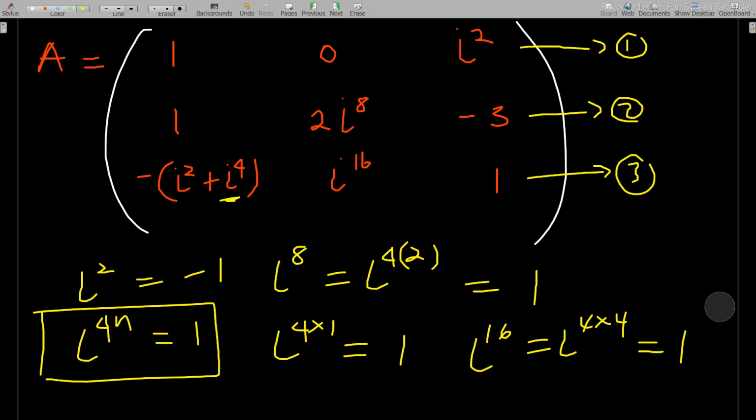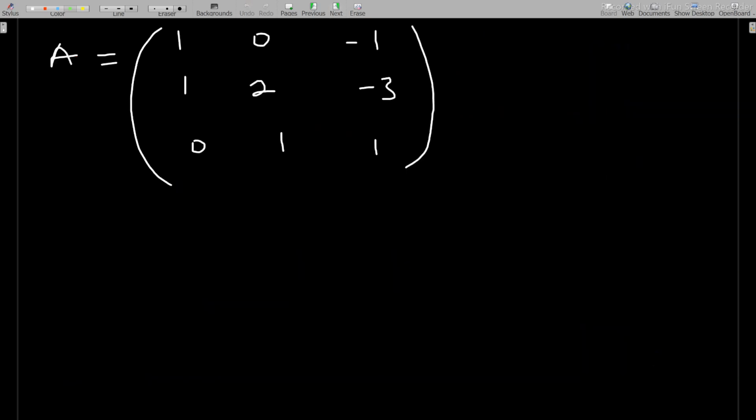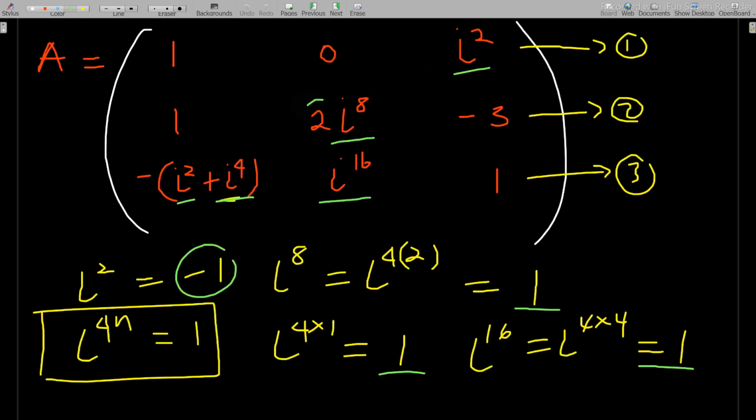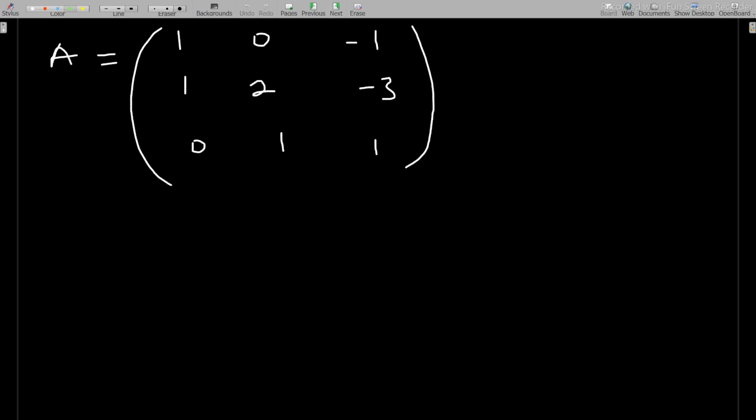So in the equation, wherever you see i to the power 2, you put negative 1. Where i to the power 4 is, you put 1, and you sum them. i to the power 8 is 1, and i to the power 16 is also 1, so you put those there. After every simplification, this one too is negative 1. Here is 2 times 1, which is 2. This is negative 1, this is 1. Here is 0, because negative 1 plus 1 is 0.